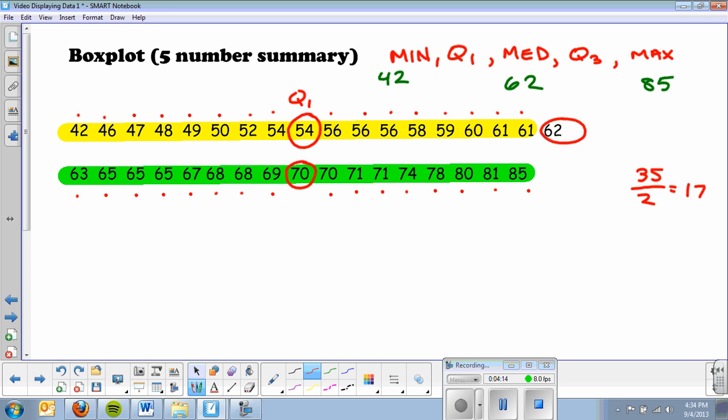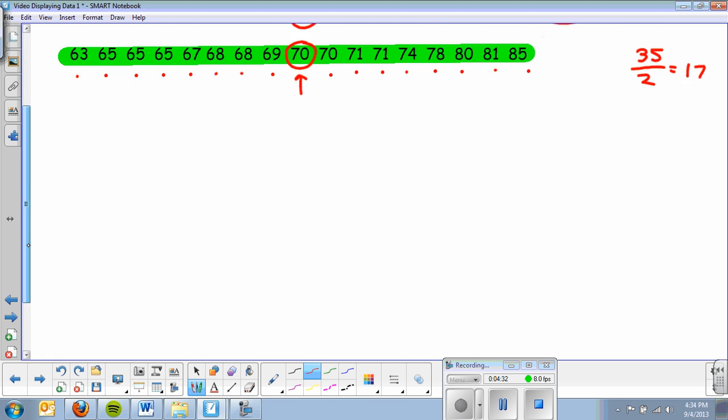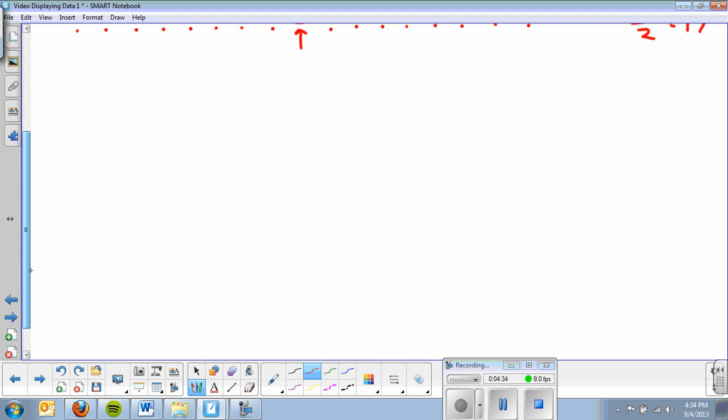So we've got the min, we've got the first quartile, which is the median of the lower half. We've got the median, and then we've got the quartile of the upper half. So 54 and 70. I'm basically going to plot those points, and that's going to be my box plot. So again, same as before, I'll label AP pulse rates.